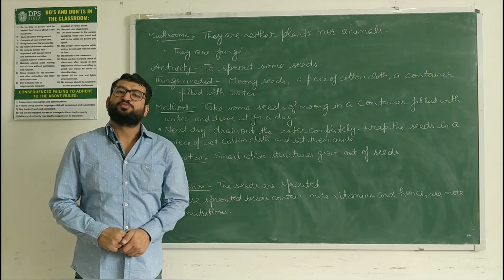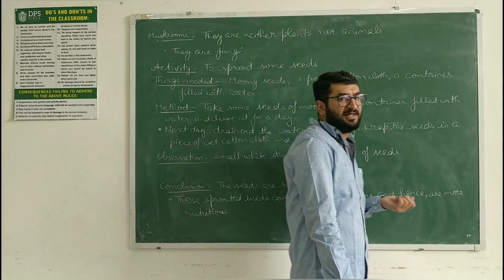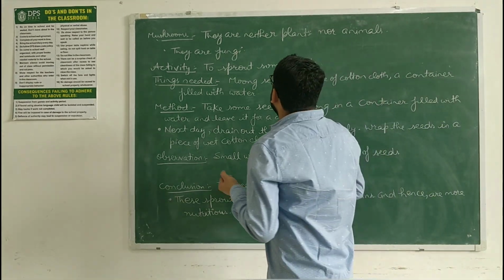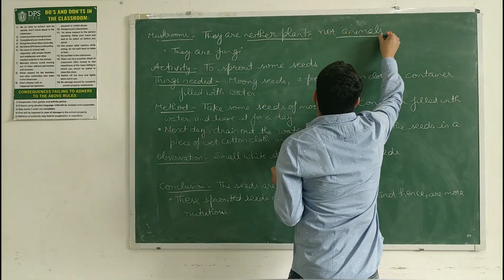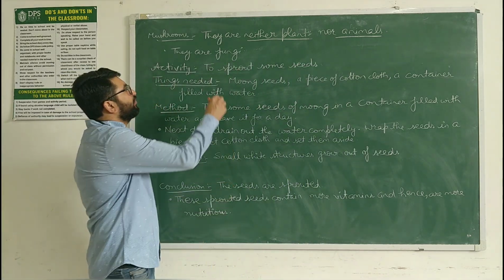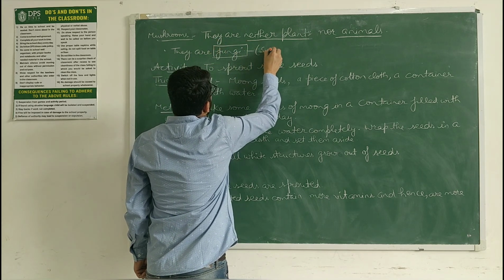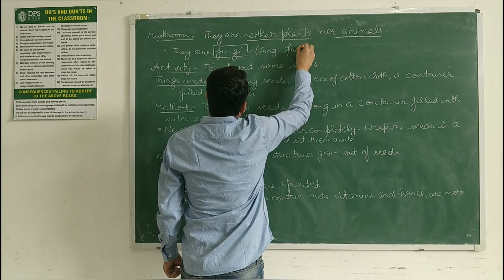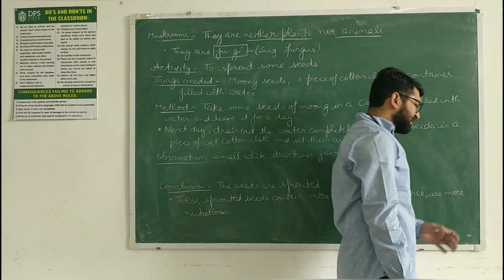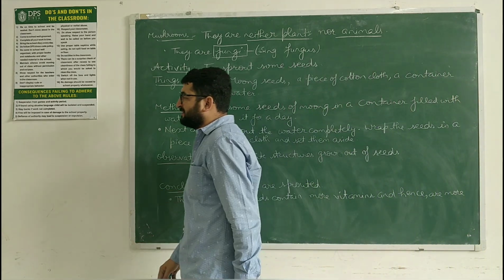We'll discuss the mushrooms. You must have seen the mushroom, the white color, umbrella-like structures. They are commonly known as umbrella mushrooms. The mushrooms are neither plants nor animals. They are a separate class of organisms, and that class is known as fungi. Fungi is a plural. Its singular word is fungus. Fungus is a separate class of organism as compared to plants and animals.